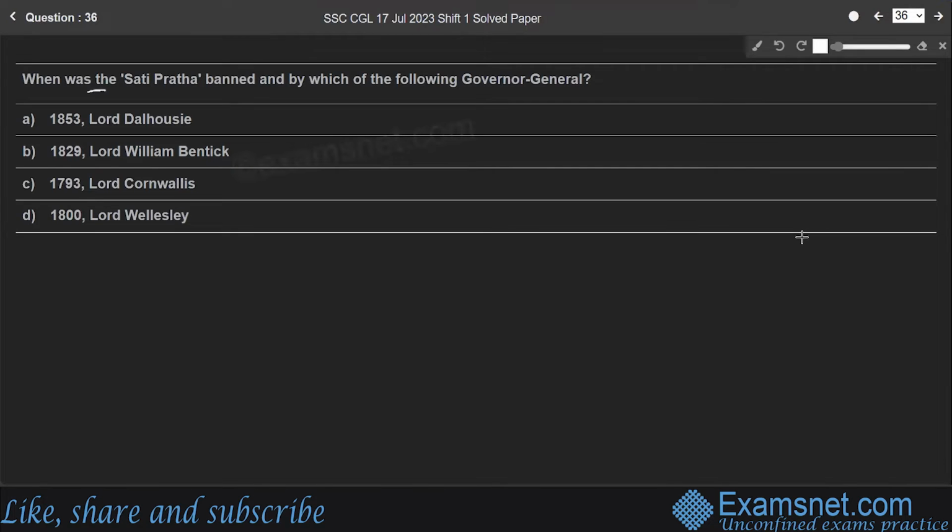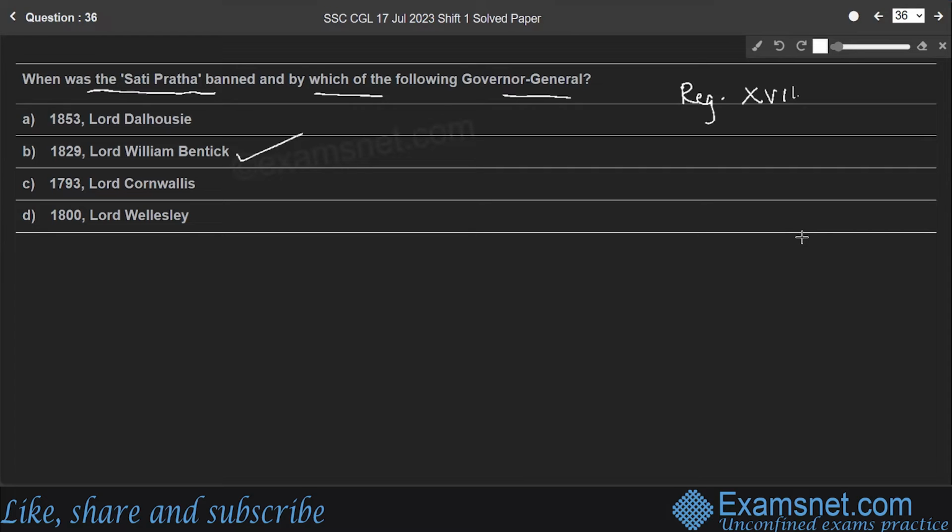Question 36. When was the Sati Pratha banned and by which of the following Governor General? So, students, the Bengal Sati Regulation Act, Regulation 17, was passed by then Governor General of India, Lord William Bentinck, making the practice of sati illegal in all of British India. So Raja Ram Mohan Roy's campaign against sati was quite successful as the Governor General William Bentinck abolished the practice of sati in 1829.